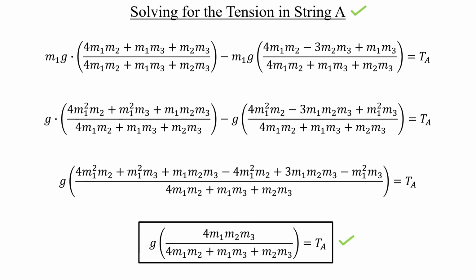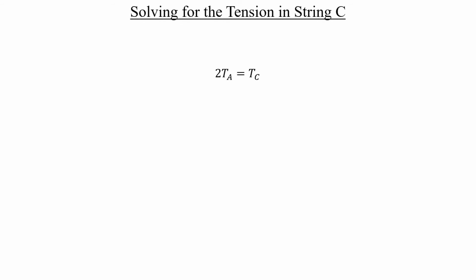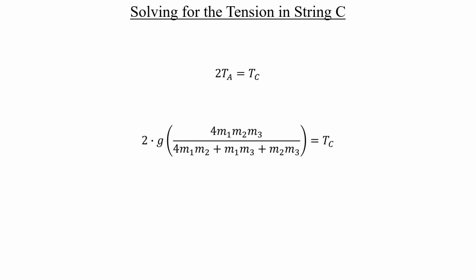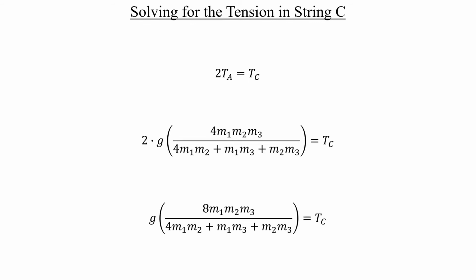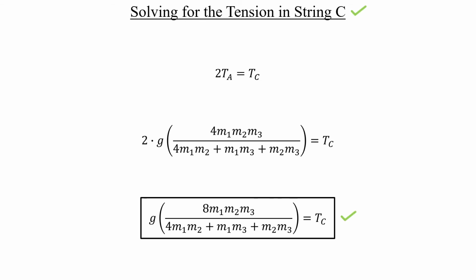What about the tension in string C? Well, that's actually another really easy part too, thanks to this equation from earlier. All we have to do is take our result for the tension in string A and multiply it by 2, and that's it. Tension C is now complete as well.